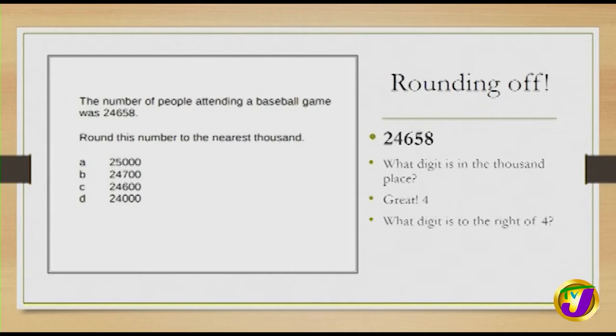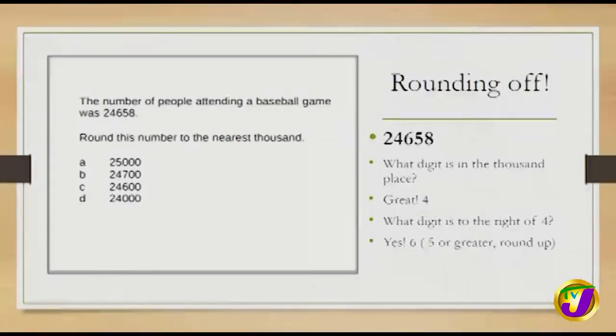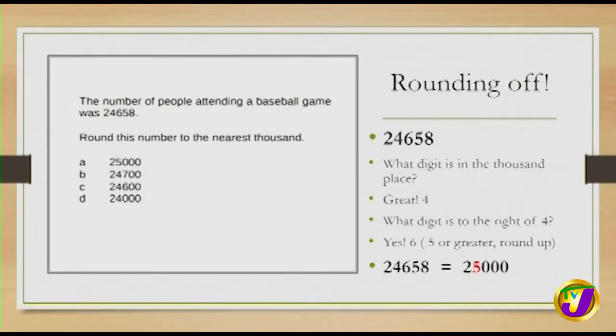Now, what digit is to the right of 4? Yes, that's 6. So 6 is to the right of 4. 6 is greater than 5, so we round up. So we're rounding off the 4, that's the thousand place, and we're going to add 1 to that 4, making it 5. So it's now 25,000, because we round up and replace all the other digits to the right with zeros. So what we're saying is, 24,658 can be rounded off to the nearest thousand as 25,000.